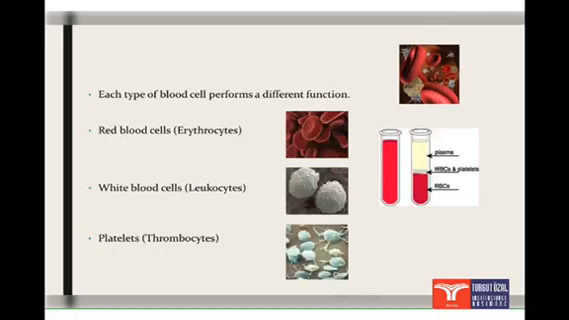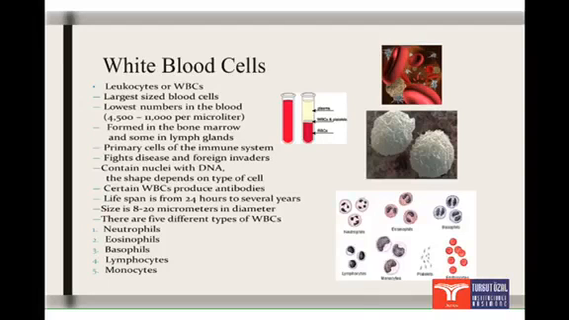Each type of blood cell performs a different function. Red blood cells, for example erythrocytes, help in the transporting of oxygen and carbon dioxide, while white blood cells or leukocytes do the protection of the body, while platelets, also known as thrombocytes, help in blood clotting.